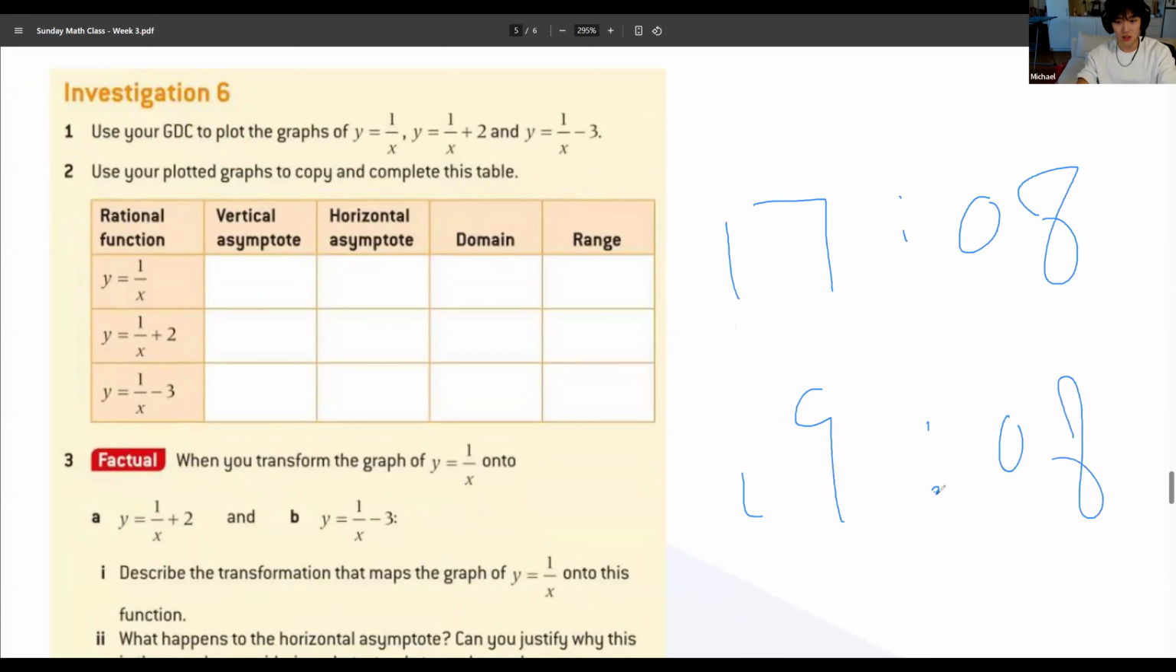But if you guys don't want to take a break, you can start doing these questions. Hannah, you can do the domain and range. But Adriana, you haven't studied domain and range, so just find the asymptotes. Ignore the first one.